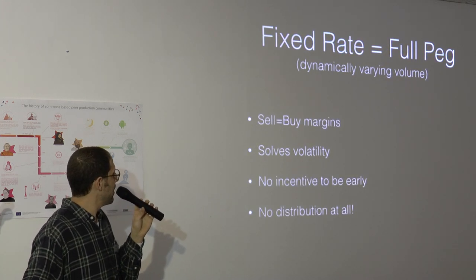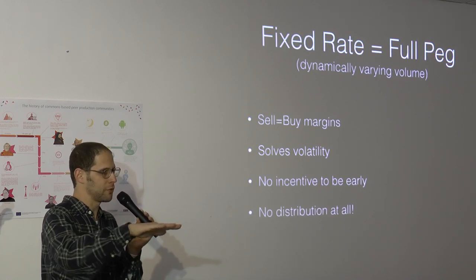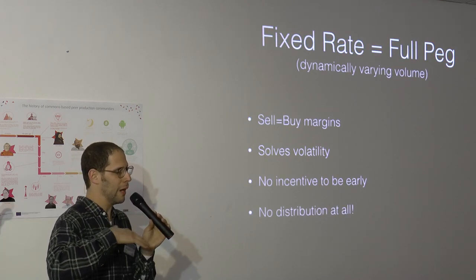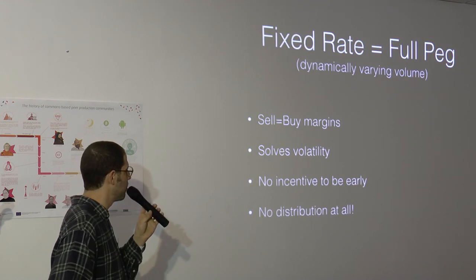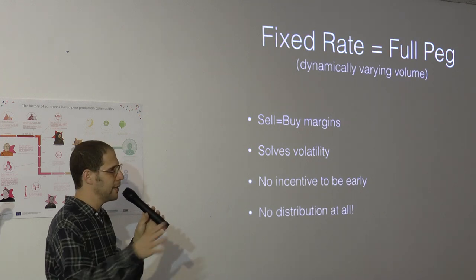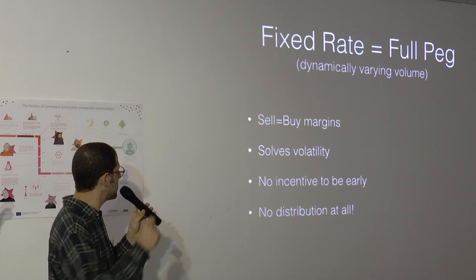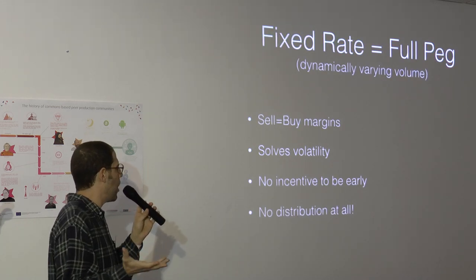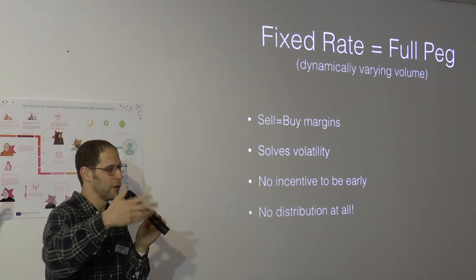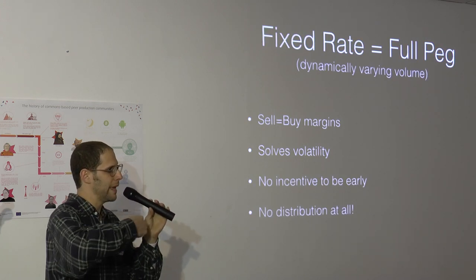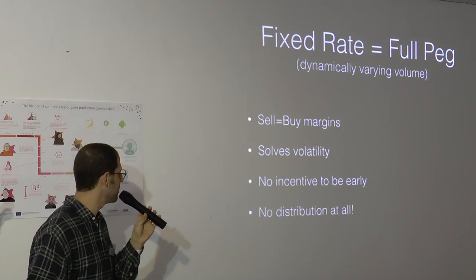Now you can cure that by having a fixed rate or full peg mechanism, which means that you fix the rate of tokens to some external value. You are allowing people to buy and sell the tokens for the same rate. That's a full peg mechanism. You are completely eliminating volatility. So that's good. Sell and buy margins are the same. However, there is no incentive to be early, and also you cannot distribute any more tokens to contributors because you won't be able to back them with your stock anymore.